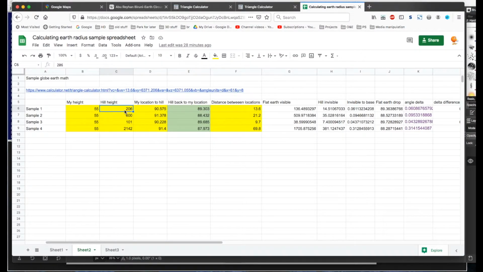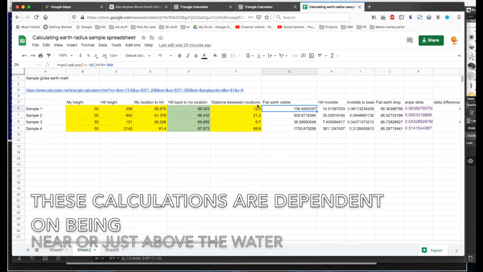So the hill height is 206 meters. My height is 55 meters. 55 meters happens to be the height of the Ottawa River according to Google Earth. So using trigonometry, I can calculate, based on the angle above my horizontal, what I should see. And I should see, in this case, 136 meters. I calculated the height that should be visible by multiplying the distance in meters to that point by the angle above my horizontal, and I got 136.48 meters.